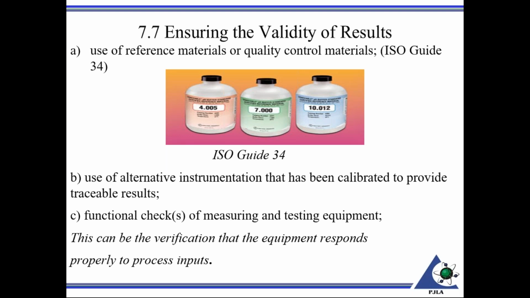B, use of alternative instrumentation that has been calibrated to provide traceable results. C, functional checks of measuring and testing equipment. And this can be the verification that equipment responds properly to any process inputs. See this a lot on electrical type equipment.